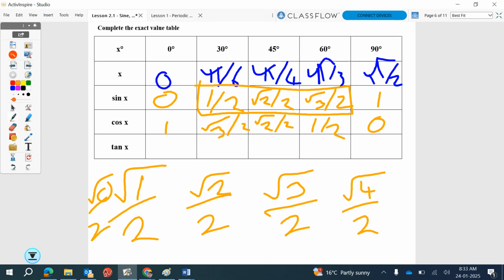For the tangent values, you just divide the sine value by the cosine value. You get 0 divided by 1, you get 0. Now on this one, just remember to ignore those ones. So it's just 1 over root 3, 1, root 3, and then undefined. Get used to doing this quickly.